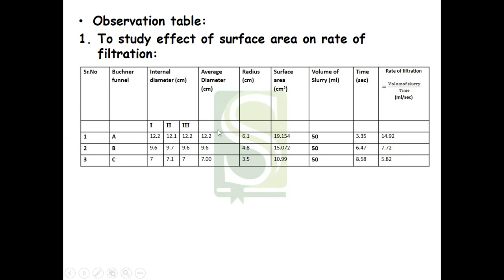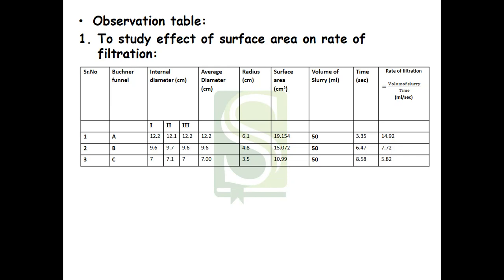Now, using the radius, we are going to determine the surface area. Your funnel is circular, so we can say the area of the funnel will be calculated using the formula pi r square. Now we have the radius, we know the value of pi, so we have calculated the area. This 19.15 is the area of funnel A, 15.07 is the area of B, and 10.99 is the area of funnel C.